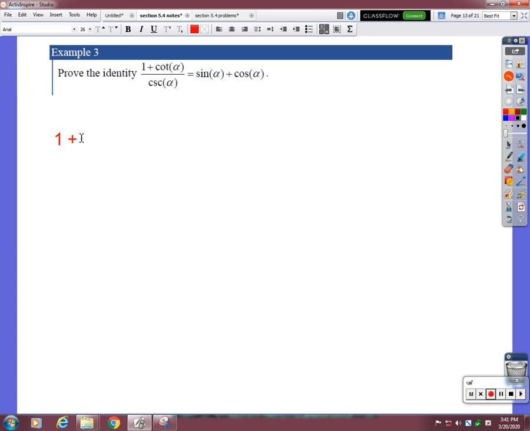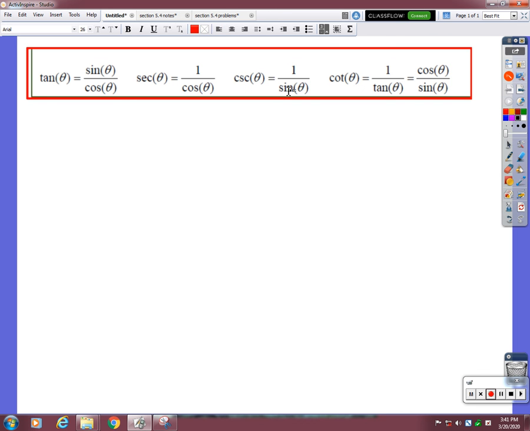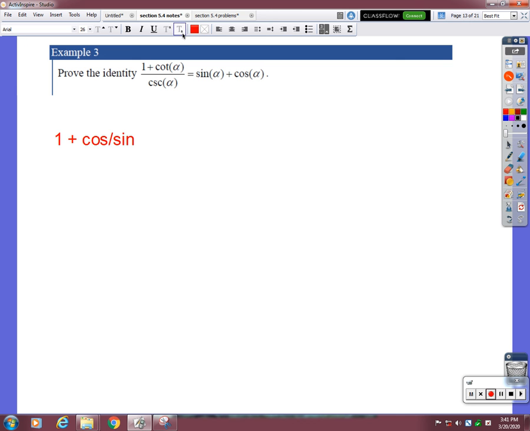So if I can get something going with that in here to start with, then that'll help me. Whereas if I write it as 1 over tangent, that's not necessarily going to be very useful, okay? So 1 plus cotangent I can change into 1 plus cosine over sine, and then cosecant, again going back here, I can change into 1 over sine.